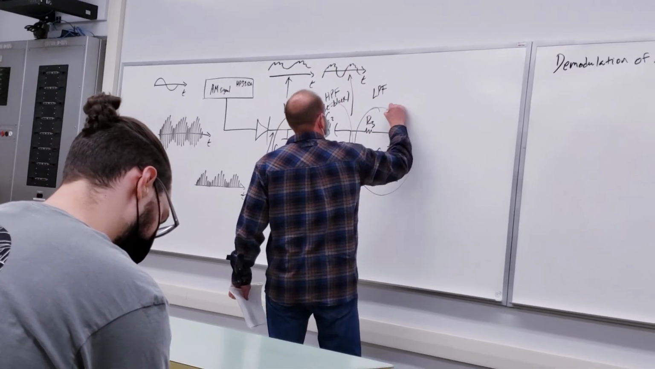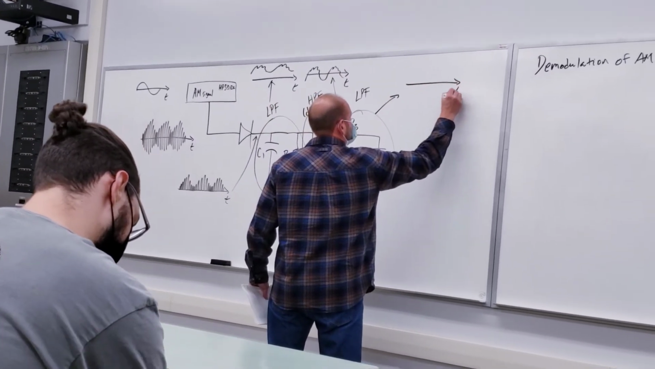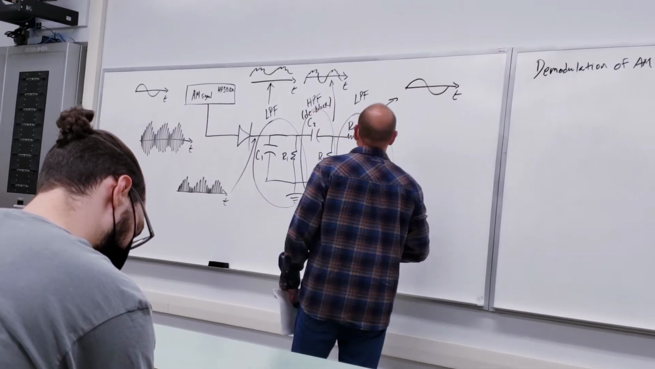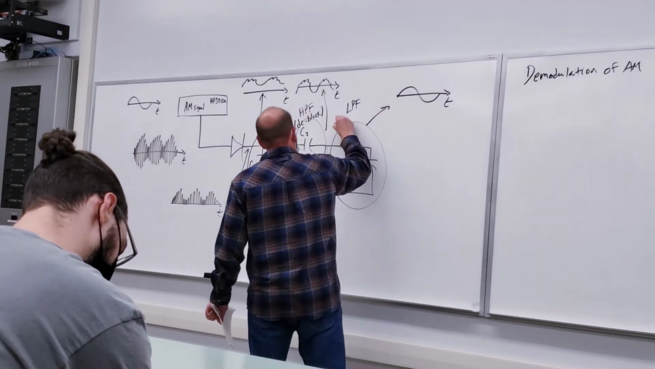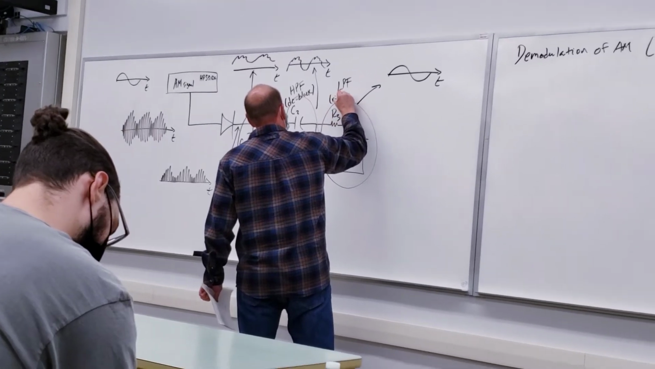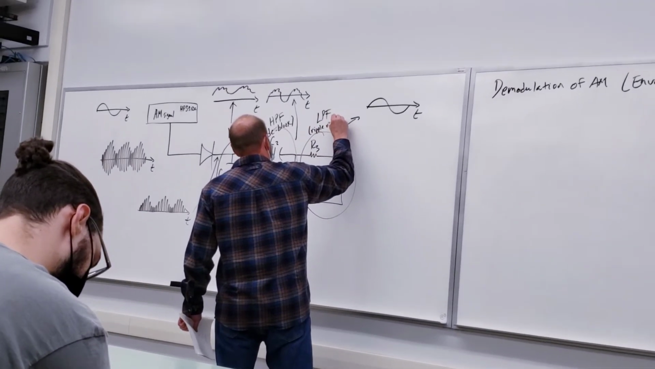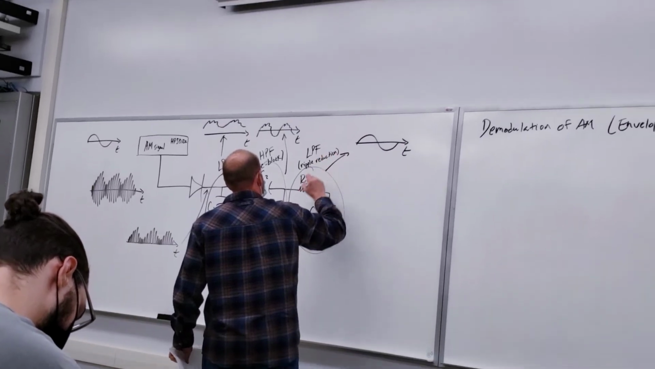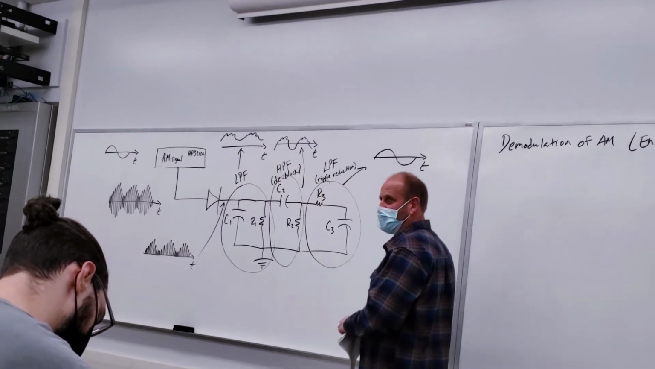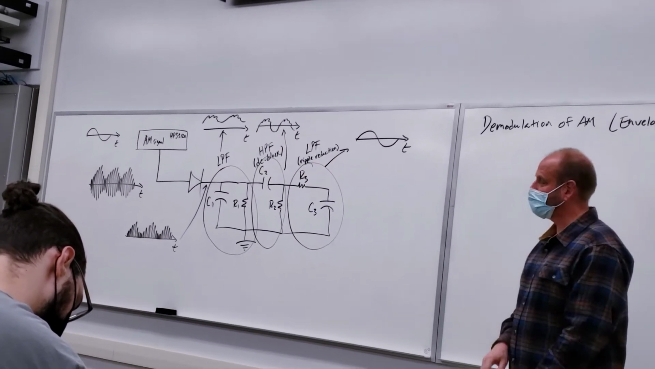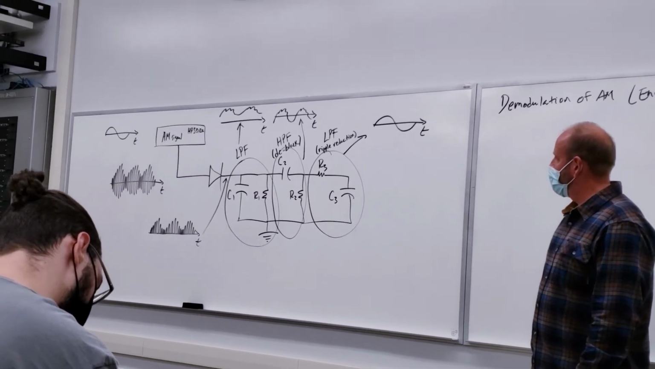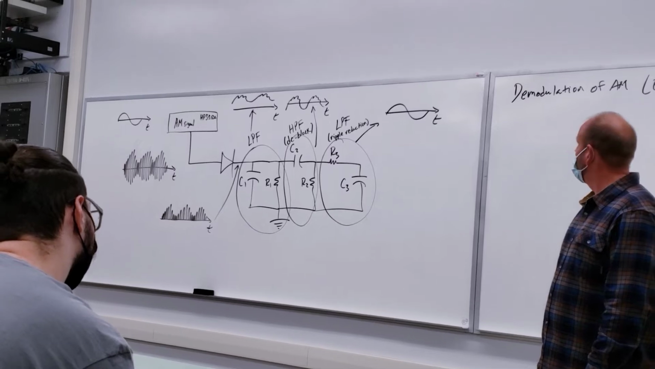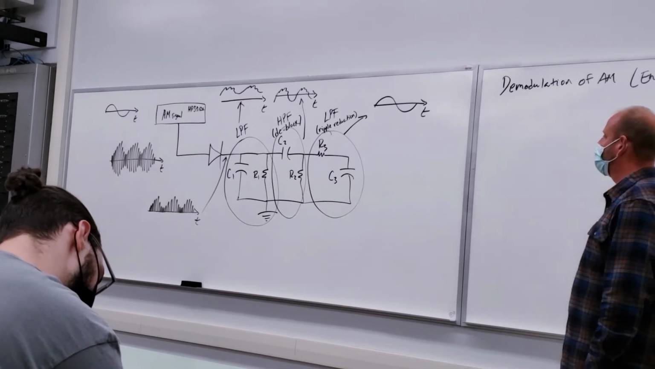So that's that section. And then finally, if all things work out good, we have our sinusoid back. This last stage is just what we call ripple reduction. The low pass just cleans up the signal the rest of the way. So that's the way our envelope detector works.